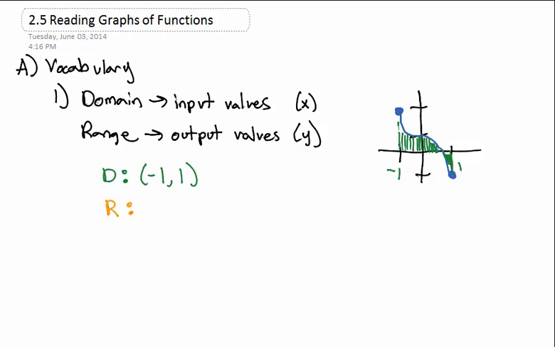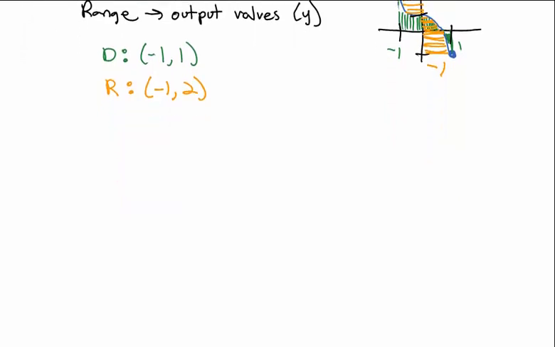The range, similar idea, we're just going to go onto the y-axis. And if I stretch this onto the y-axis, whether it's from the left or the right, you'll see I go all the way up to 2 and all the way down to -1. So we say the range is -1 to 2. Domain is the x's or the input values. Range is the outputs or the y values. So that's the first vocabulary thing we need to know, domain and range.